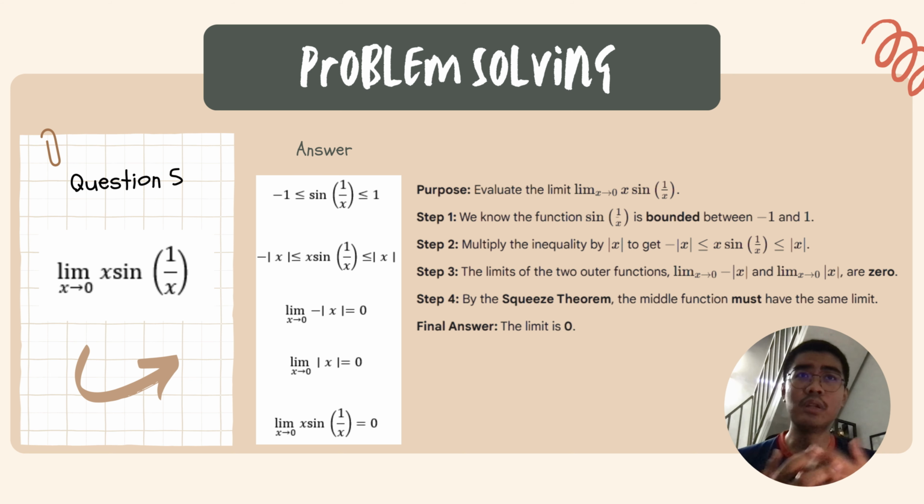Now, we look at our outer limits. The first one, the limit as x approaches 0 of negative absolute value of x is 0. And number 2, the limit as x approaches 0 of positive absolute value of x is also 0. Since the middle function is squeezed between these two, our final answer is that the limit is 0.